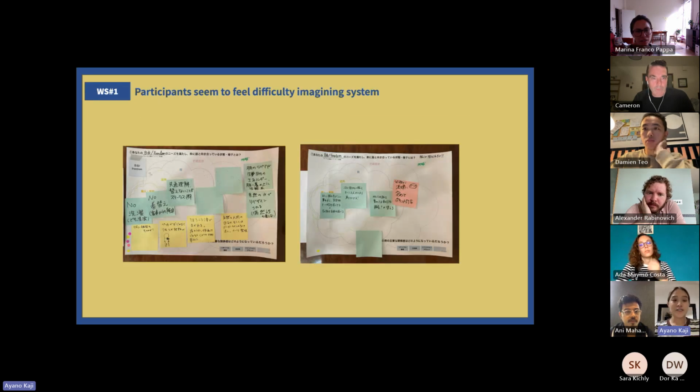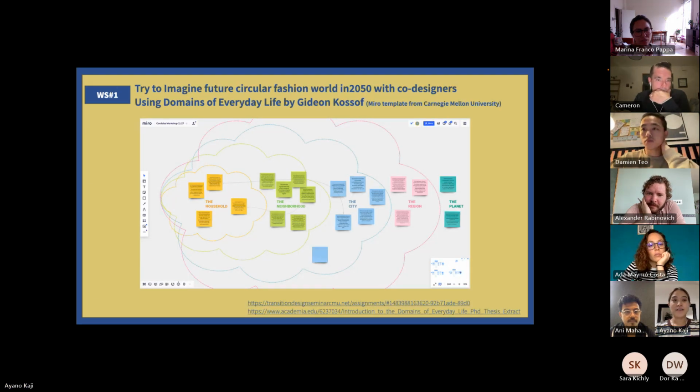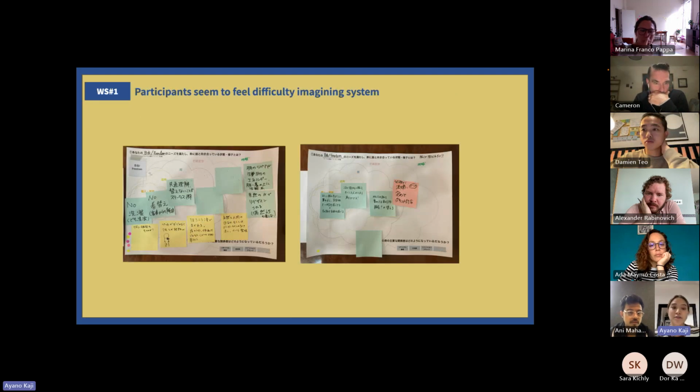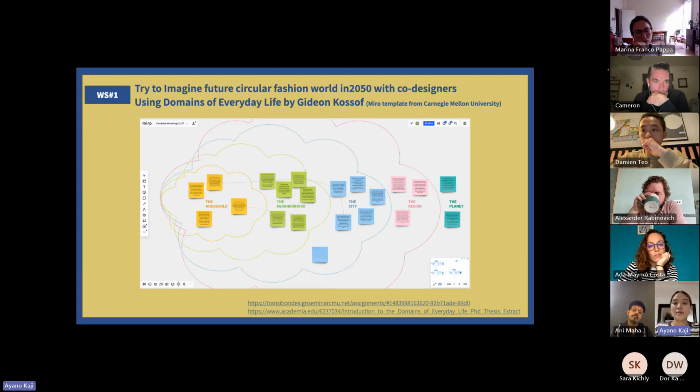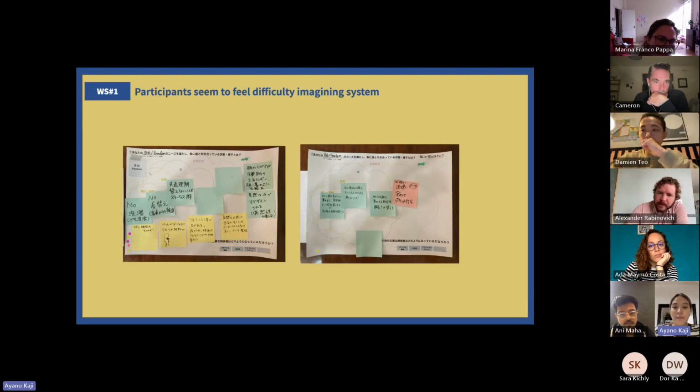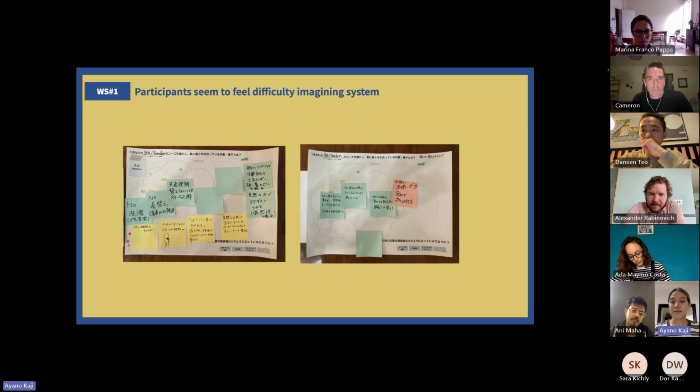And one reason I chose this template is because I wanted to talk about preferable systems, not imaginary futures. So it would be easy to imagine the preferable vision and system by dividing domains like this. However, participants seemed to have difficulty imagining the system. They felt difficulty filling in each section and connecting the relationships between the sticky notes.